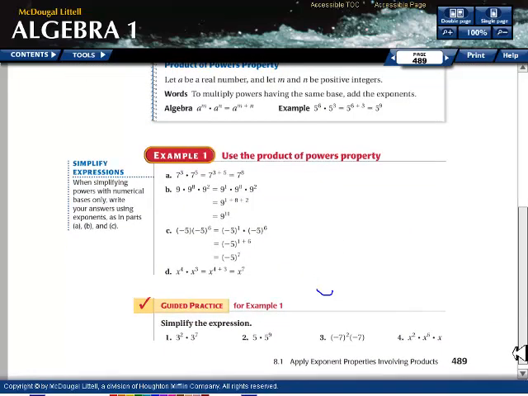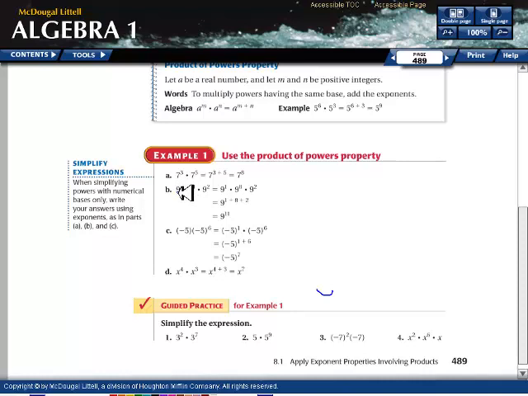Okay, coming down here to example 1. I've got 7 to the 3rd times 7 to the 5th. Add them together. 7 to the 3 plus 5 is 8. This one, again, it's worth saying again that the bases have to be the same. So if the bases are the same, you can simply add the exponents.